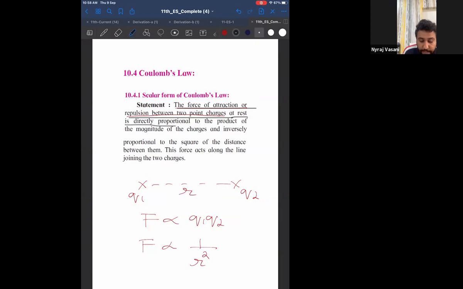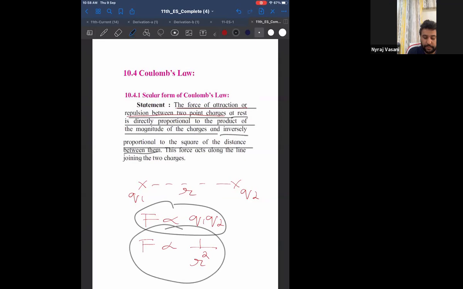First, it is directly proportional to the product of the magnitude of the charges. That is the first one. And it is inversely proportional to the square of distance between them. And the force acts along the line joining the two charges. The last line, I'll explain what it means.